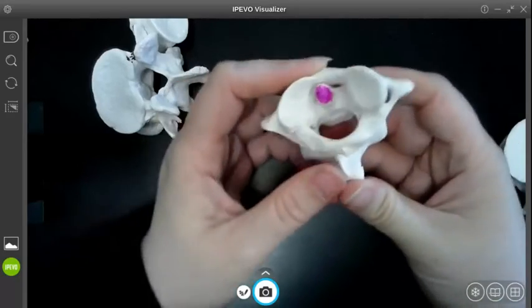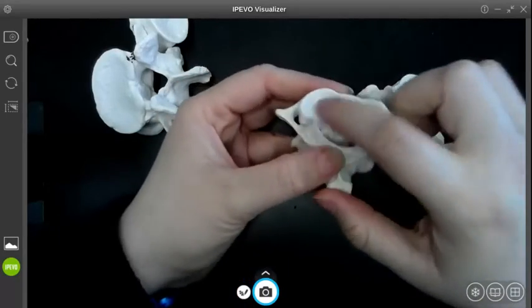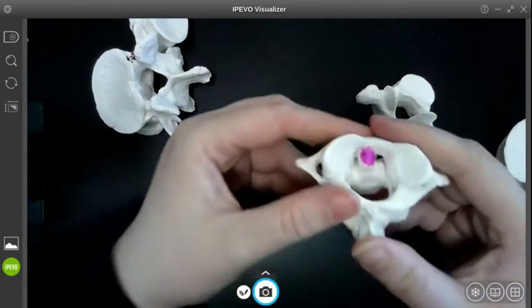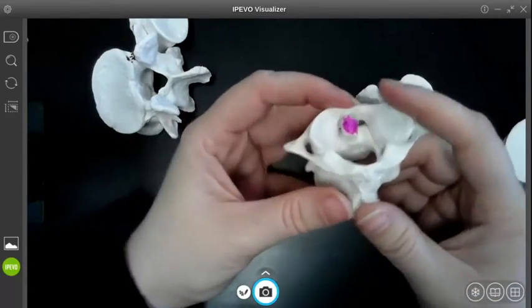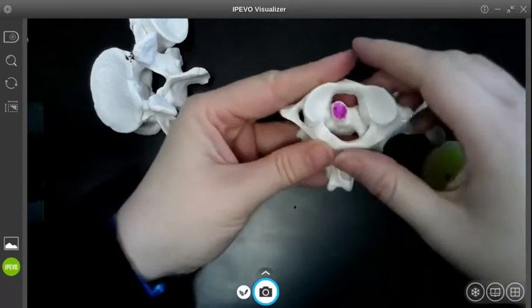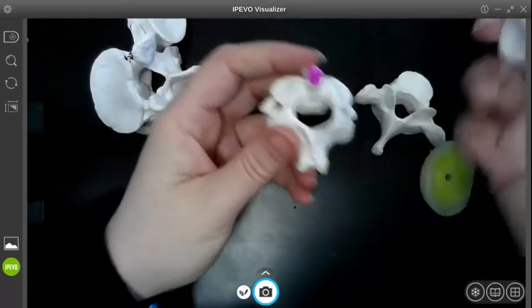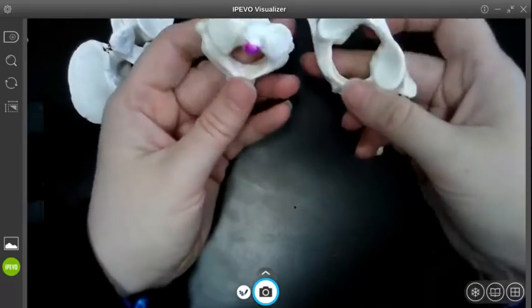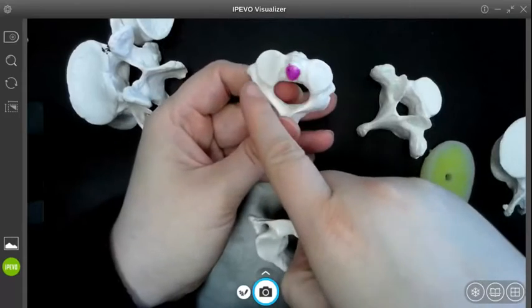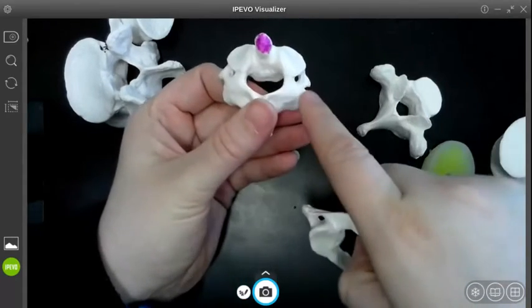Now these two surfaces right here actually are going to articulate with the skull. Your skull is going to rest on these right here. So again, atlas, axis, dens. And if I look at both of these, I notice that they have two foramina on the structure.